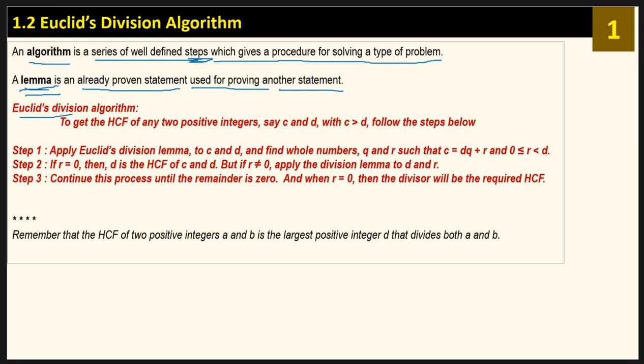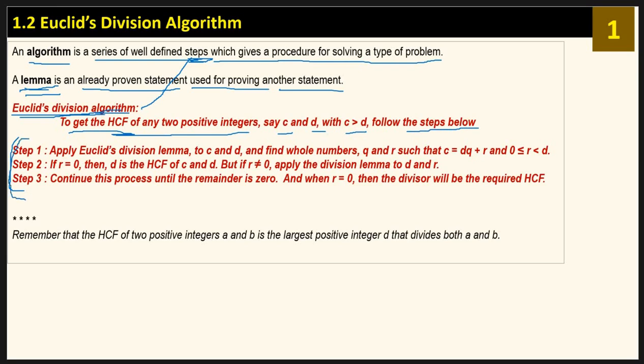Now we go to Euclid's division algorithm. Note that this is an algorithm, so it will have some steps. And what does Euclid's division algorithm state? It states that to get the H.C.F, the highest common factor, of any two positive integers, say c and d, where c is greater than d, we can follow these steps.